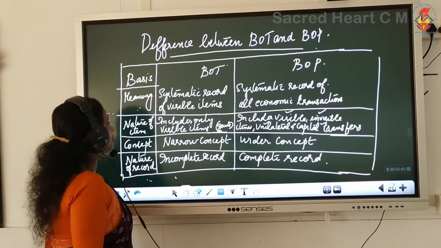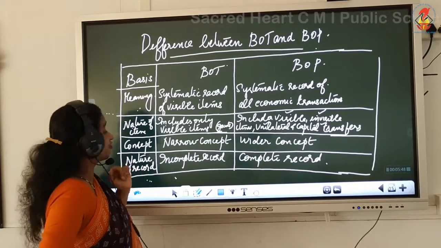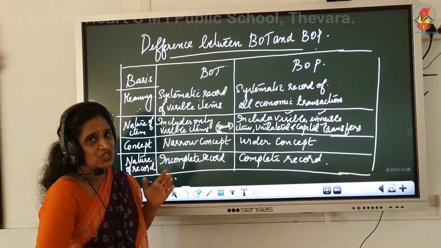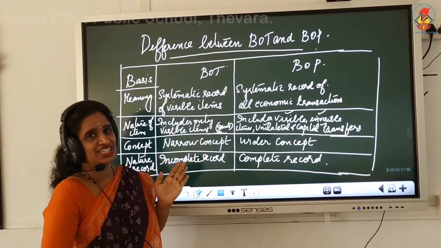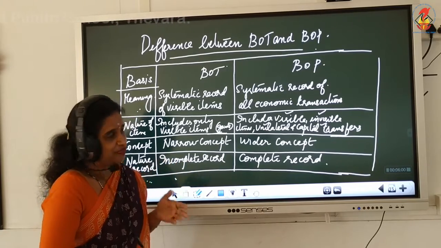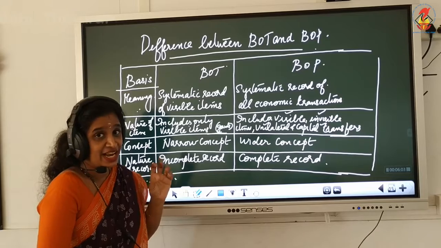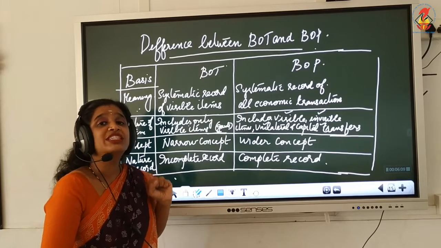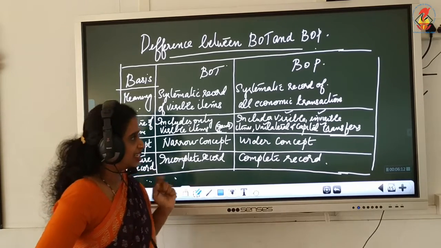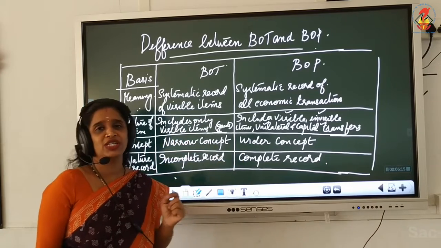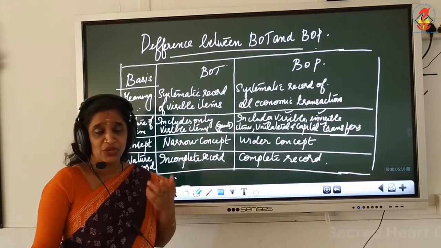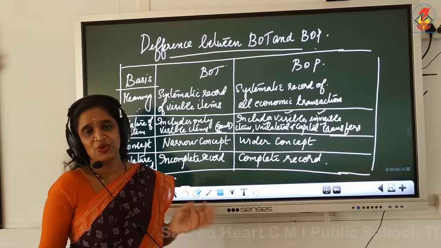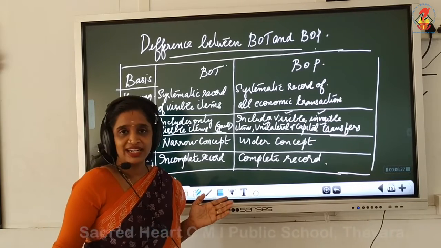Next, we are going to differentiate these two on the basis of the concept. What type of a concept, whether it is a narrow concept or a wider concept. So from the first 2 differentiations itself, you can guess what it will be. Definitely balance of trade is a narrow concept. Why is it a narrow concept? Because it is considering only the visible item, goods, only one item. But whereas balance of payment is a wider concept. Why is it a wider concept? Because it includes visible items, invisible items, unilateral transfers and capital transfers. So balance of payment definitely is a wider concept.